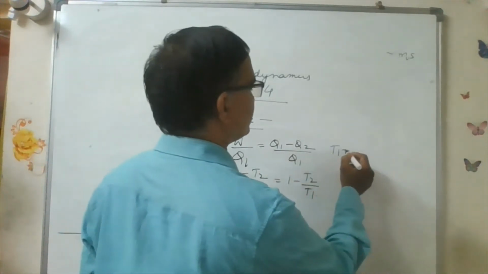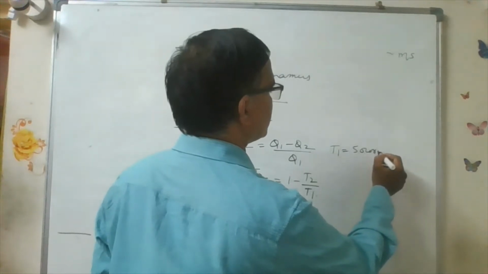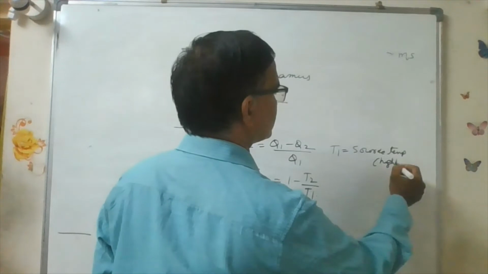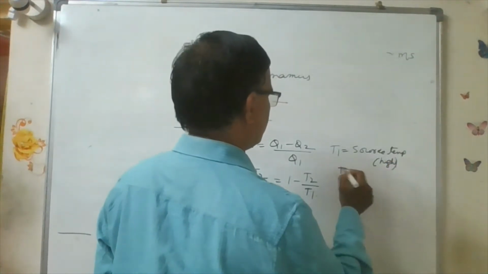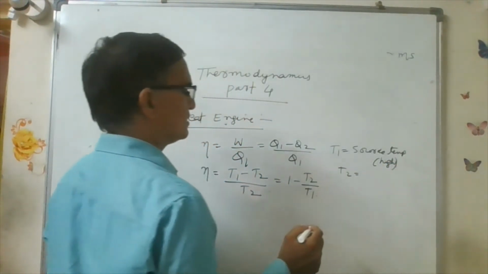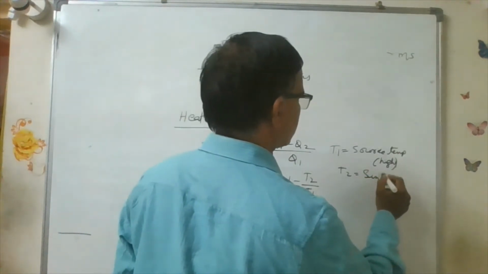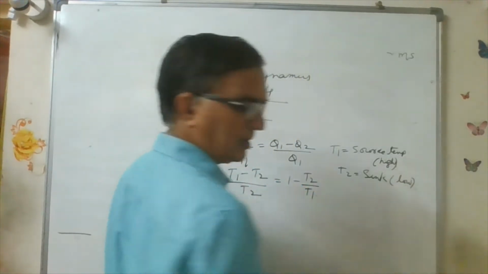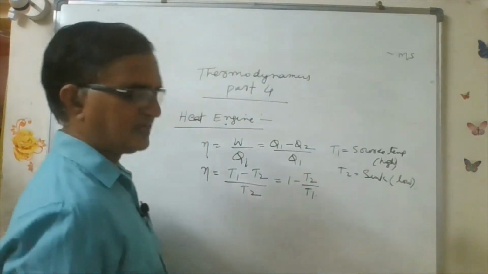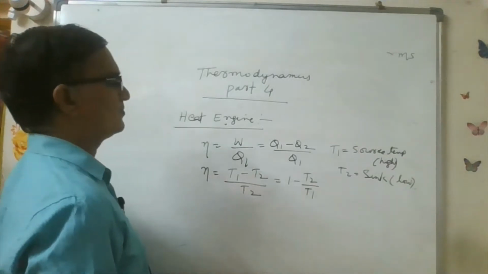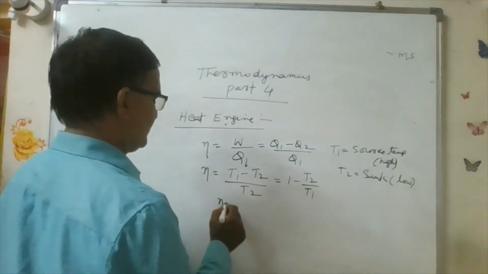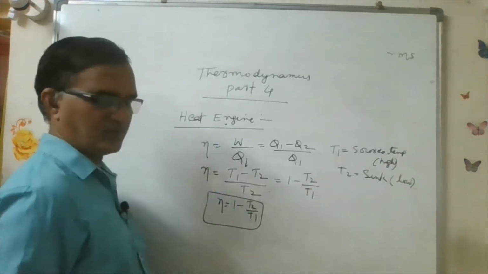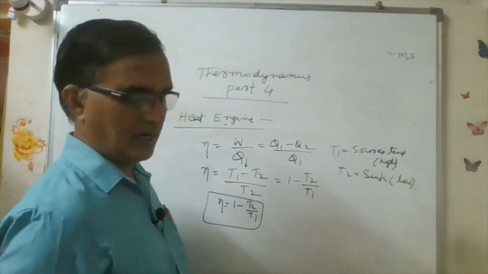T1 is the source temperature, which is high. T2 is the sink temperature, which is low. Source temperature is high, sink temperature T2 is low. Now this is the efficiency formula for heat engines, eta.